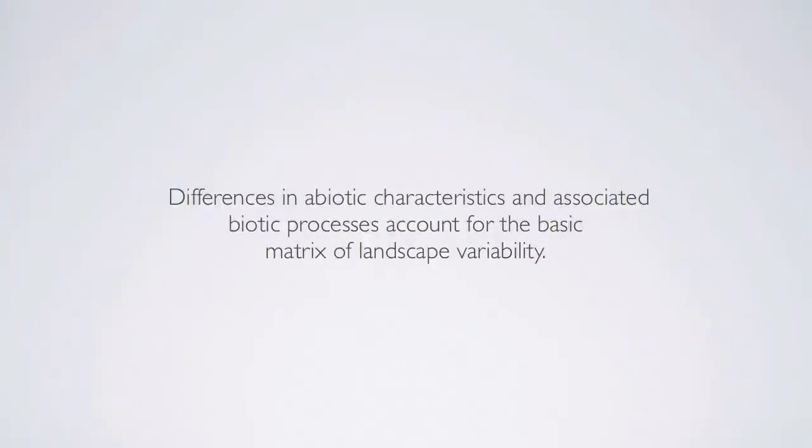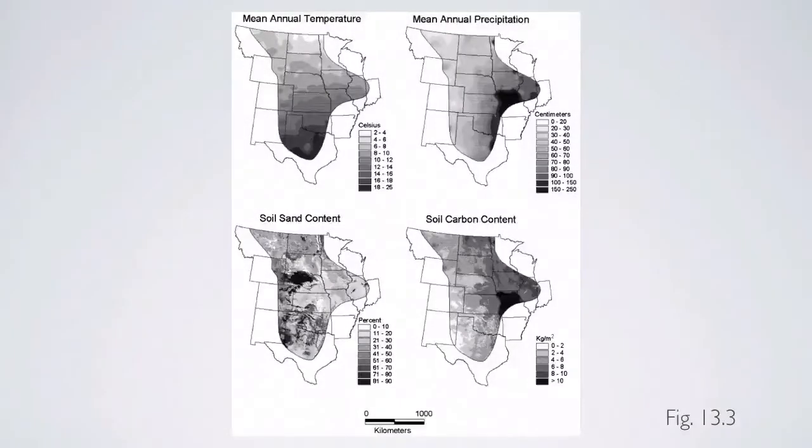Now, moving to a landscape perspective doesn't necessarily change the importance of state factors and interactive controls. If anything, it enhances them. Differences in abiotic characteristics and associated biotic processes account for the basic matrix of landscape variability. What this means is that when we look at spatial variation on a range of scales, we often go back to state factors and interactive controls, and those factors that are highlighted there in maintaining or generating these differences.